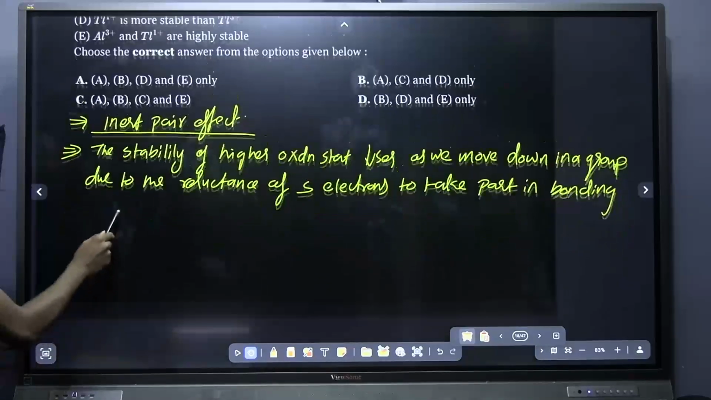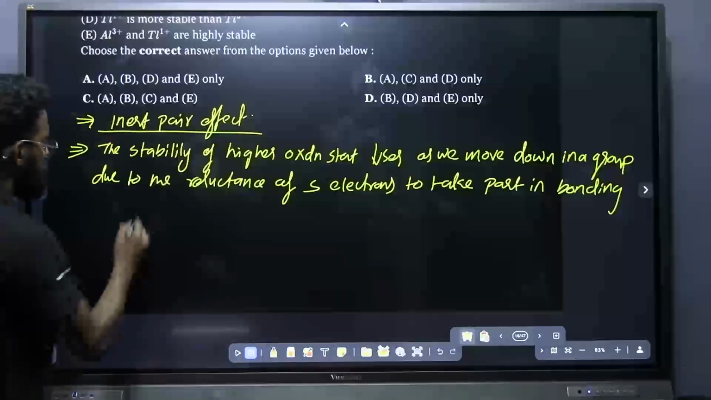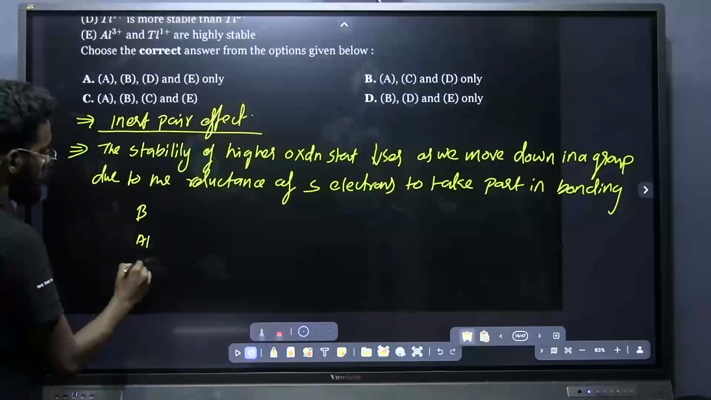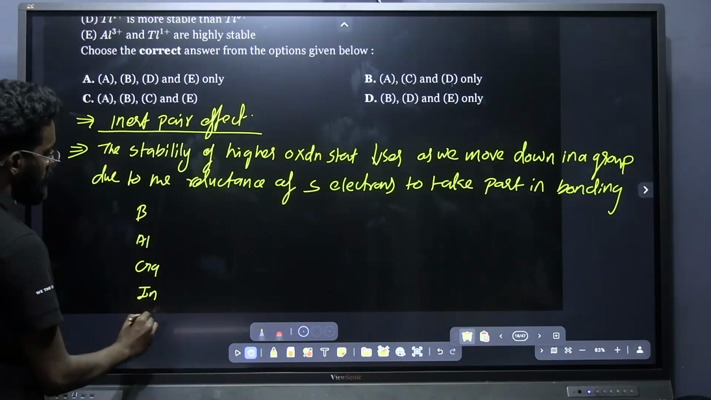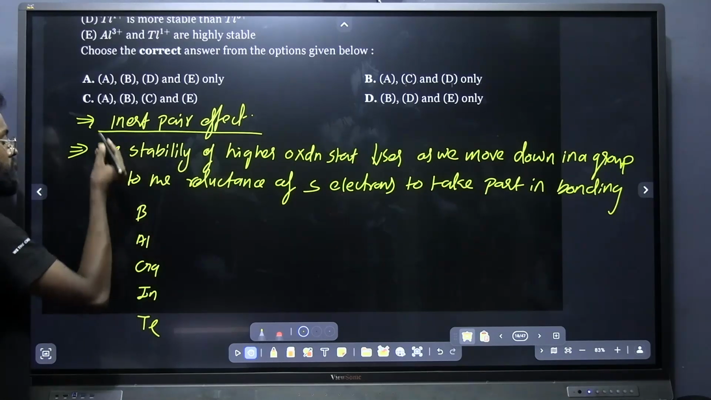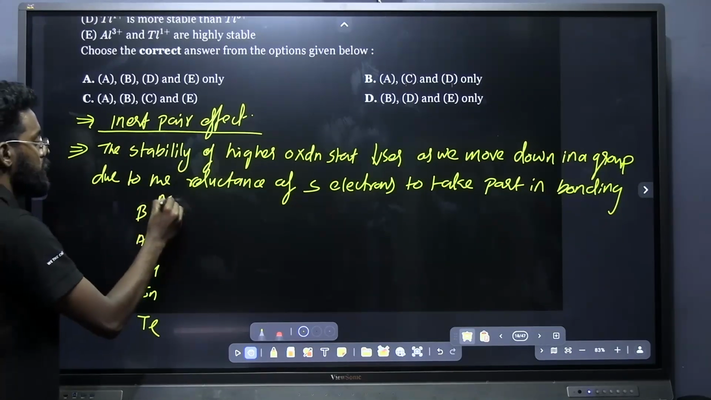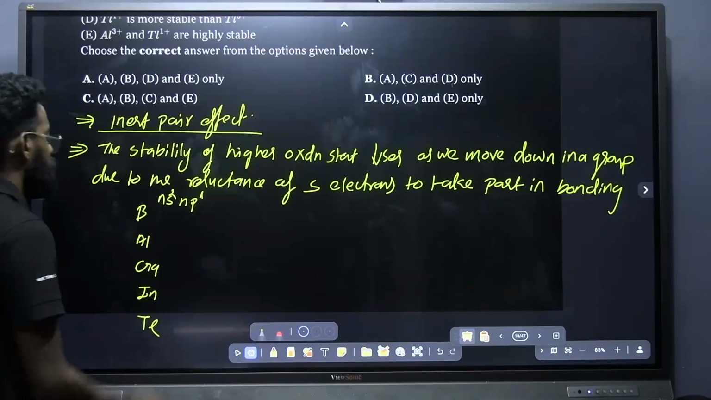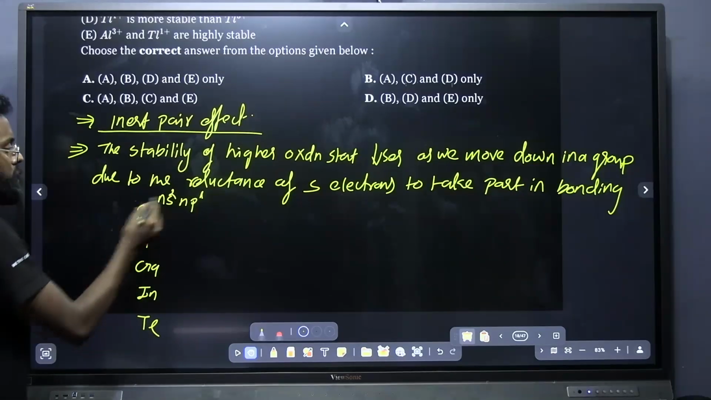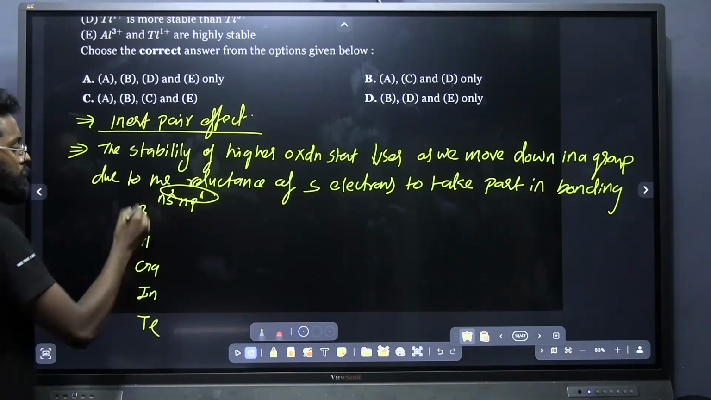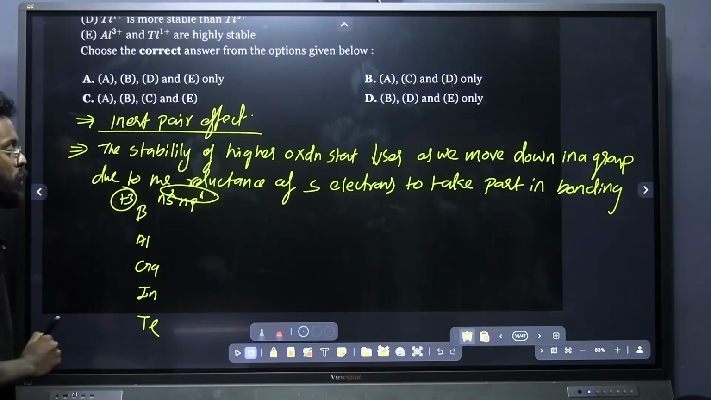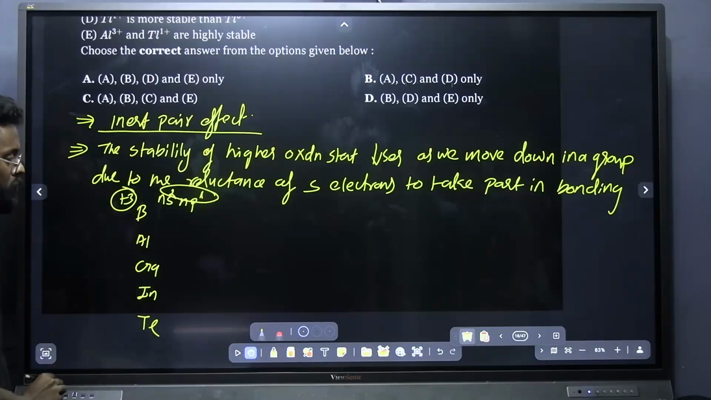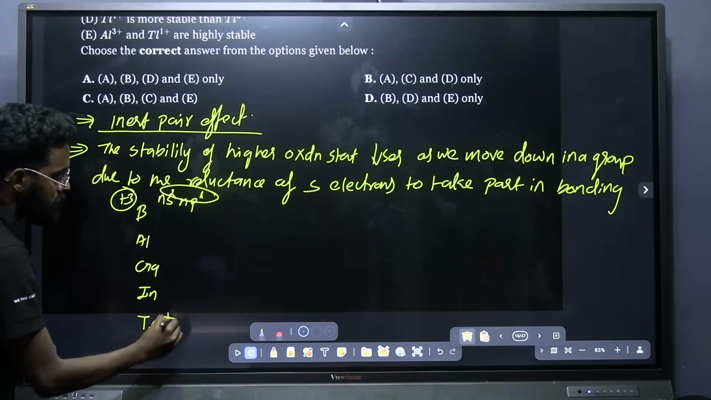What does it mean? I am taking the example of the boron family: boron, aluminium, gallium, indium and thallium. Normally, what is the outer electronic configuration of boron? It is ns2np1. Because of ns2np1, it should have plus 3 oxidation state, but this plus 3 oxidation state stability will be decreasing as we go down. As we go down, the plus 1 oxidation state only will be stable.